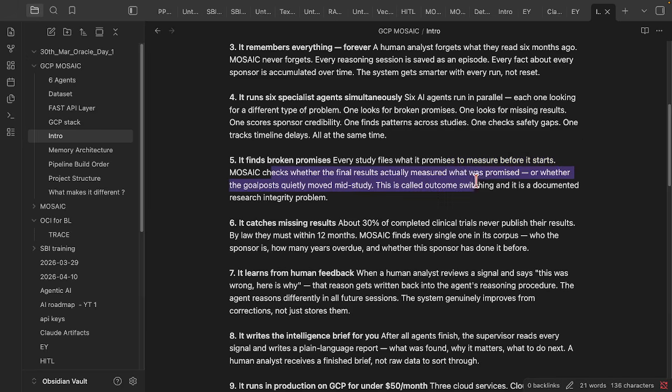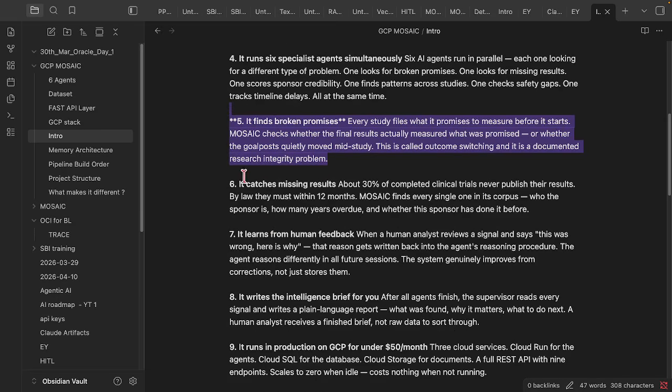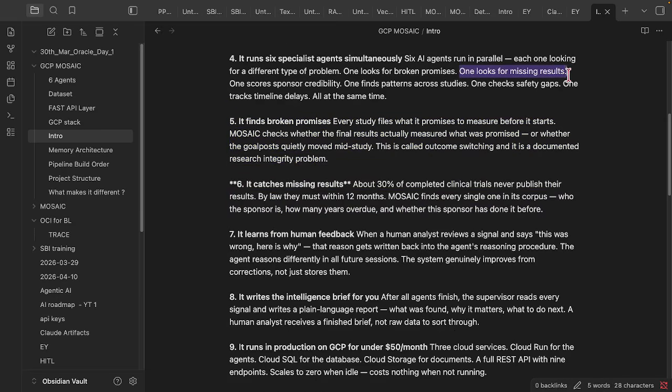So our agent is going to check if those final results, what was promised, was actually delivered or not, or whether the goalposts were moved mid-study. Which means at the start I'll say something, but towards the end of the research I'll do something else. This is called outcome switching and is documented as a research integrity problem. Then our next agent looks for missing results.